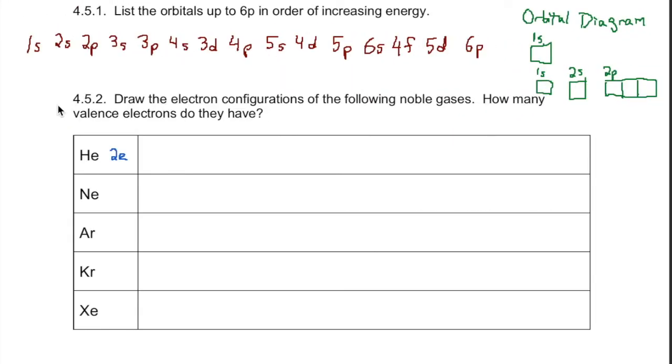Let's take a look at problem 4.5.2 and draw some electron configurations. So for some of the simpler ones, I'm going to go ahead and draw orbital diagrams. Orbital diagrams are when you actually draw the orbitals as boxes. Here we have the order of the orbitals. First comes the 1s, then 2s, then 2p, and so on.